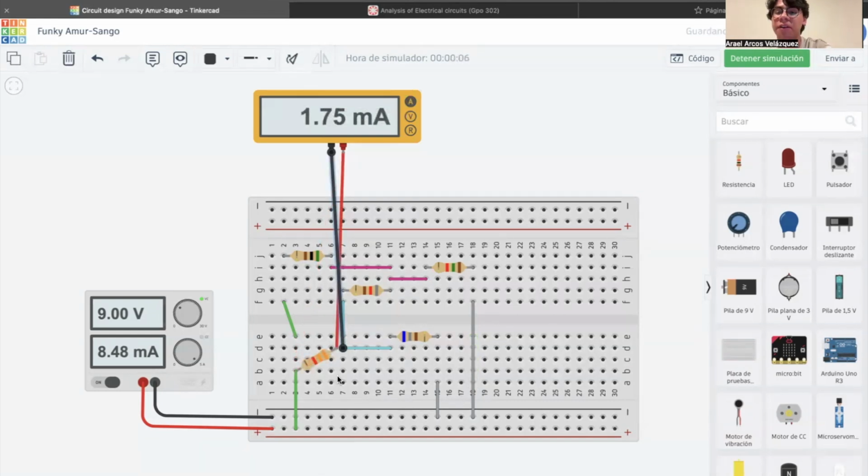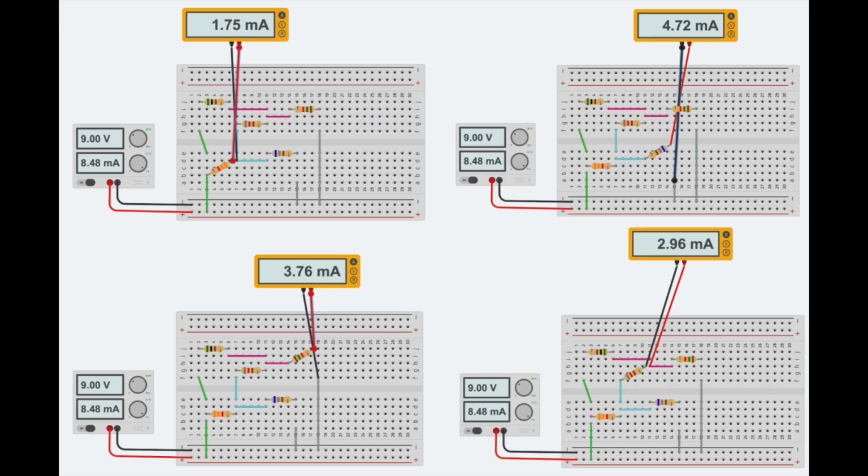Now, the current is measured in series. This requires disconnecting one end of the resistor you want to measure, then connecting the multimeter's positive probe to the free end of the resistor and the negative probe to the wire where the resistor was originally connected. This way, the multimeter becomes part of the circuit and can measure the current passing through.